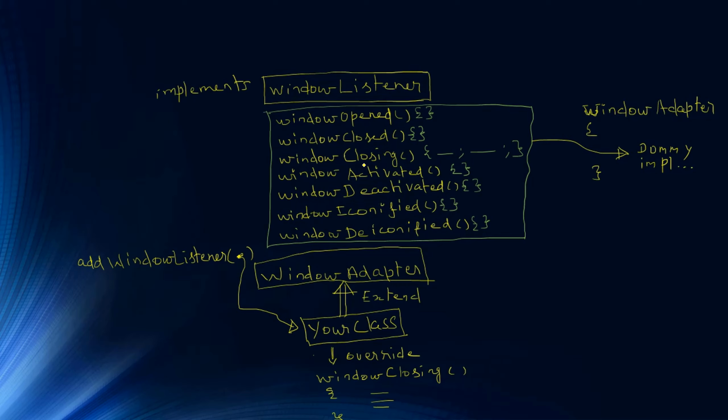So when any of these specific events happens in the frame window, let's say this add window listener is called from frame window. When any of these events happens in the frame window, that is routed to the class which you derived from WindowAdapter. So for all other events, the WindowAdapter class takes care of the dummy implementation, and in your class, since you overrode the window closing, whenever user closes the window, that is directed to this piece of code. Now we will see an Eclipse demo.